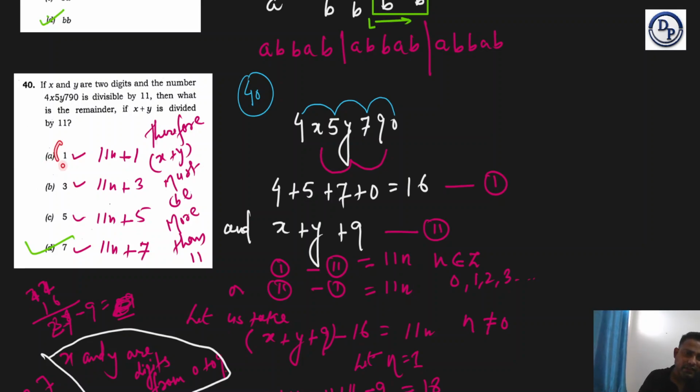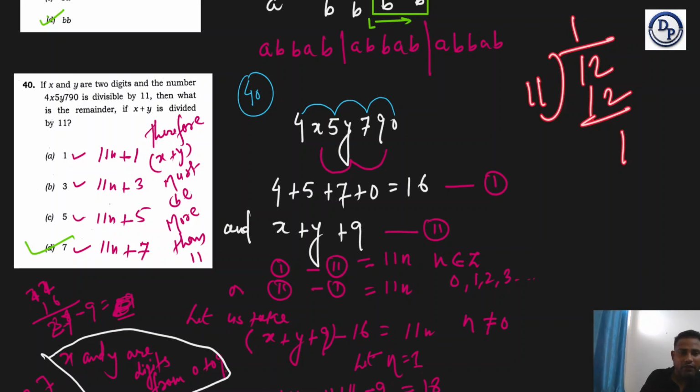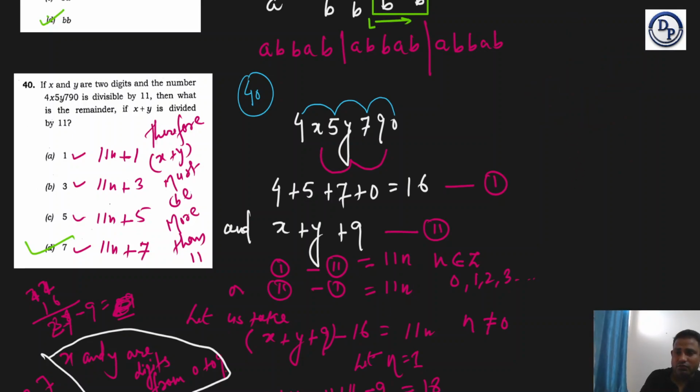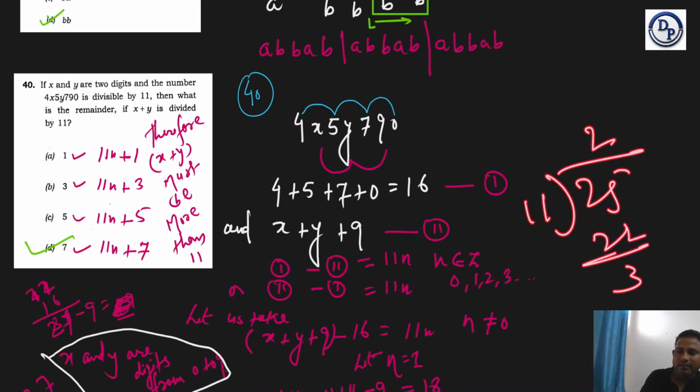So now the remainder is among 1, 3, 5, and 7. That means the sum of x plus y must be more than 11. Therefore, if you divide 12 by 11, we surely get 1 as remainder. If it is 13 or if it is 25, then we divide by 11 and get 3 left, like this.